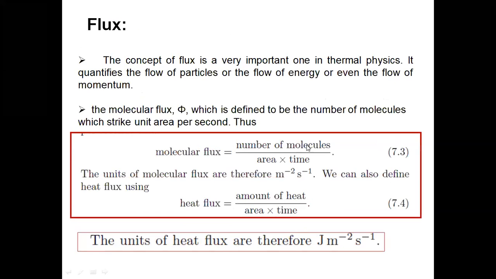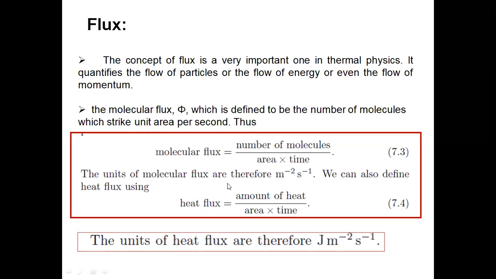Another concept related to effusion is the flux. It is very important in thermal physics. It quantifies the flow of particles, or the flow of energy, or even the flow of momentum. The molecular flux phi is defined to be the number of molecules which strike a unit area per second. Thus, molecular flux equals the number of molecules over the area multiplied by the time. So the units of molecular flux are therefore meter to the power minus 2 second inverse.